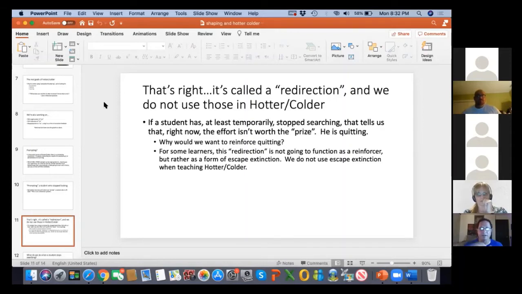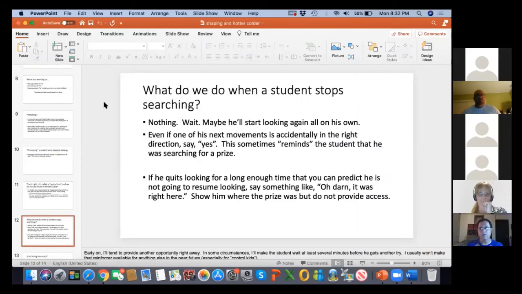For some learners, what we're calling a redirection here isn't even functioning as a reinforcer. They might have developed a new agenda, right? A new MO might have taken effect relative to how hard it was to find the iPad. They could have decided, I'm just going to play in this ball pit instead. In that case, if they just want to play in the ball pit and we're like, come find the iPad some more, let's go find it, we might inadvertently be using escape extinction. And we do not use escape extinction to teach hot or colder either. What do we do? Nothing, basically.